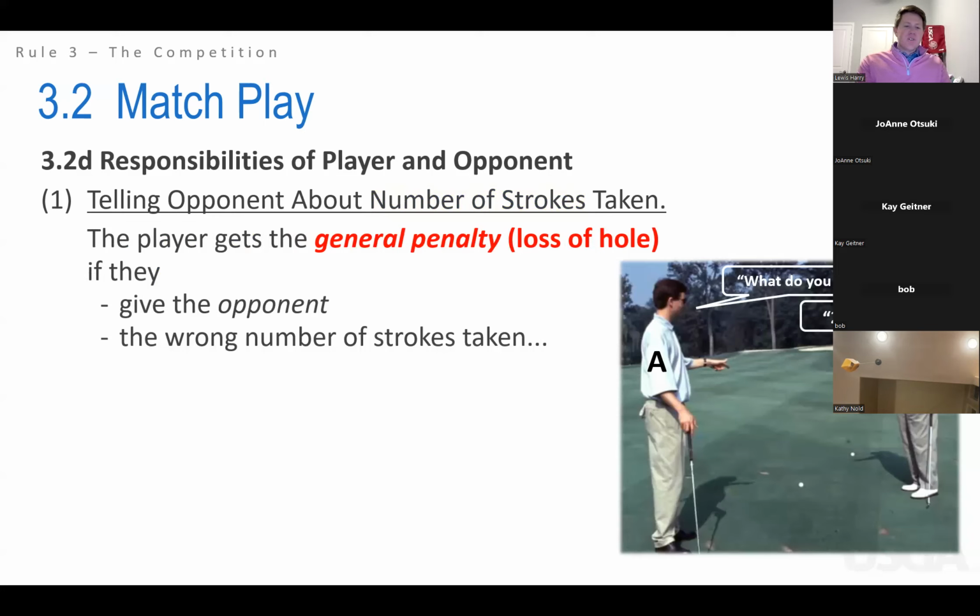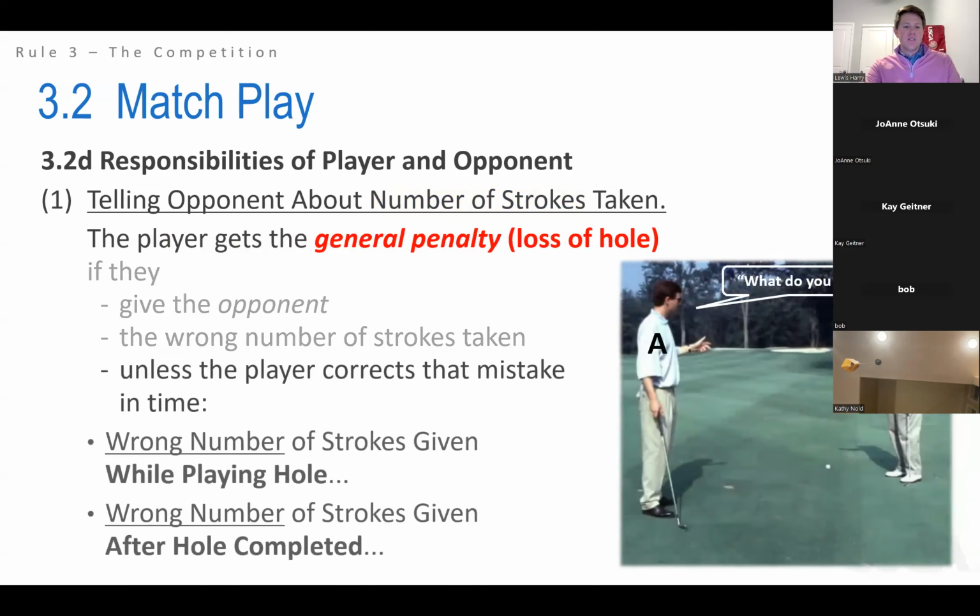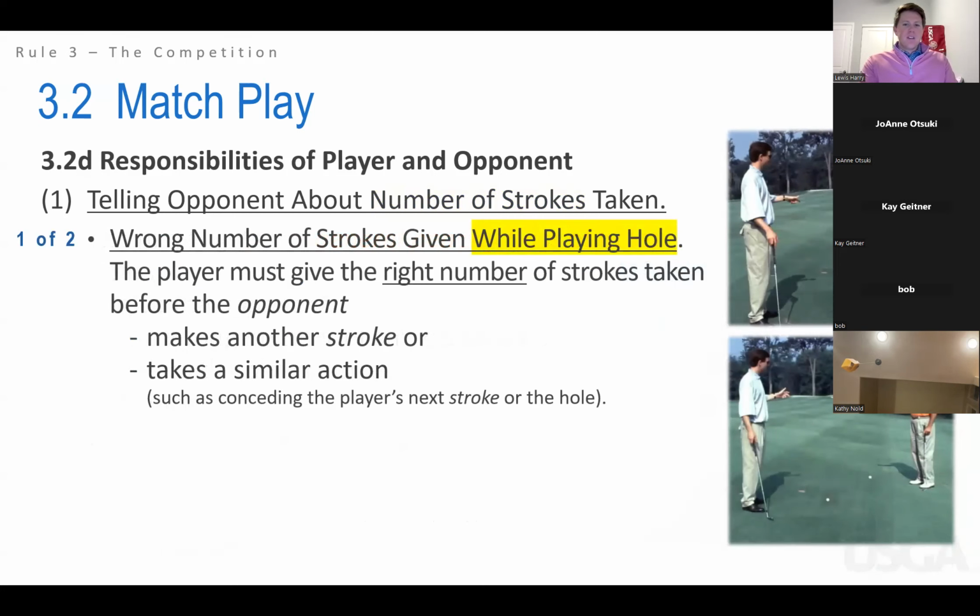If we fail to do so, or if we give the wrong number of strokes, we're going to get the general penalty. We're going to have a loss of hole in this scenario, unless we correct that mistake in time. We're going to have to do that before the opponent makes another stroke. Maybe we're in the middle of the fairway. The opponent asks us, hey, how many strokes do you lie? If I don't respond, or I don't give that correct information before that opponent makes their next stroke, that's when the loss of hole penalty kicks in, and I'm going to lose the hole.